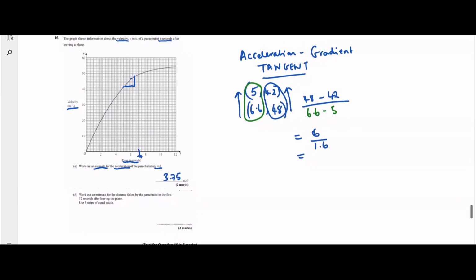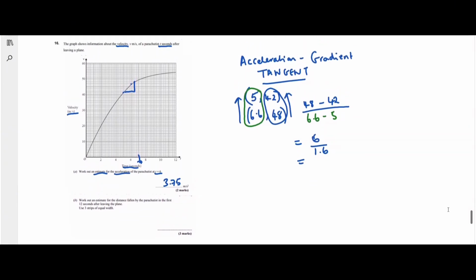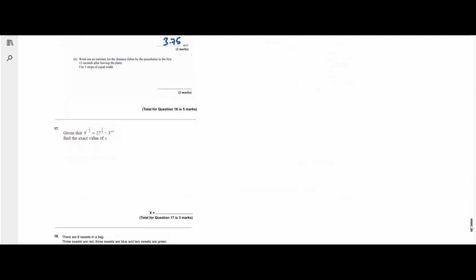So I'm going to zoom in a little bit on this part here because you've been asked to work out now an estimate for the distance fallen by the parachute in the first 12 seconds using 3 strips of equal width. So distance under a curve, you want to find the area. That will tell you the distance for this type of question. And when it tells you to work out strips, you're putting them into triangles and trapeziums. It might be a triangle and 2 trapeziums, but we'll look at that in a minute.